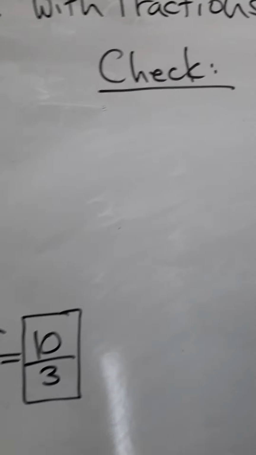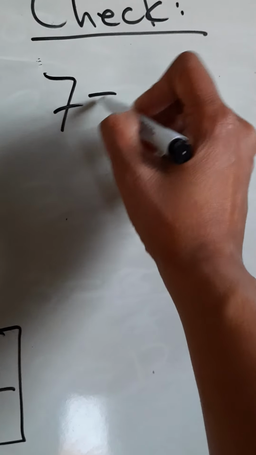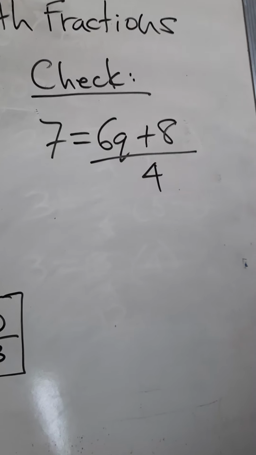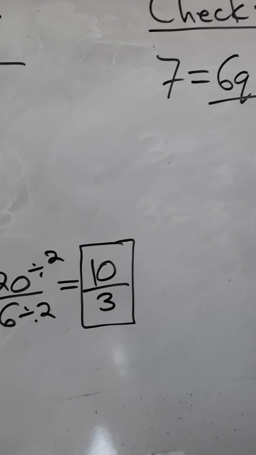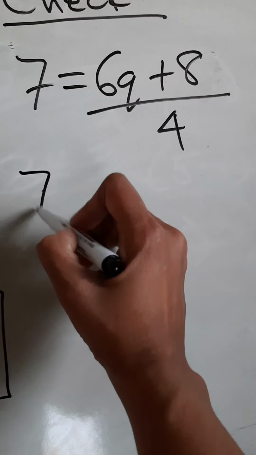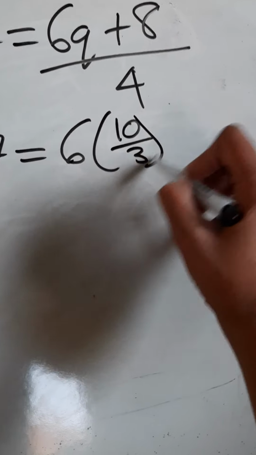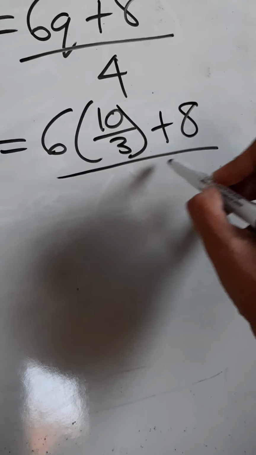Let's try the check for this, just because we got a fraction. So 6q plus 8 over 4. So this was the original equation. Let's try plugging in the 10 over 3 into my equation here. So 7 equals 6 times 10 over 3 plus 8 divided by 4.